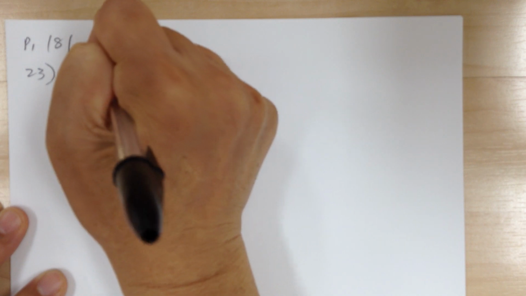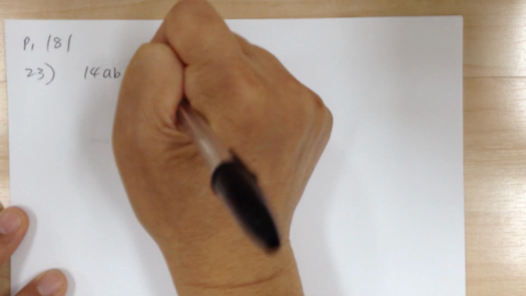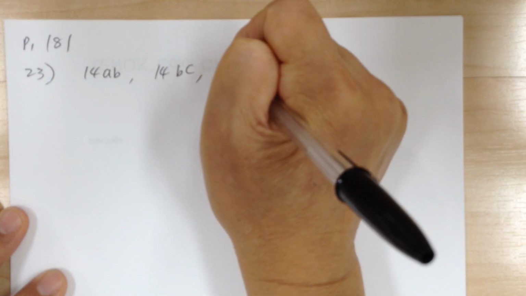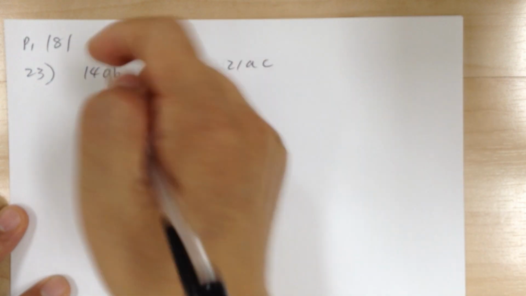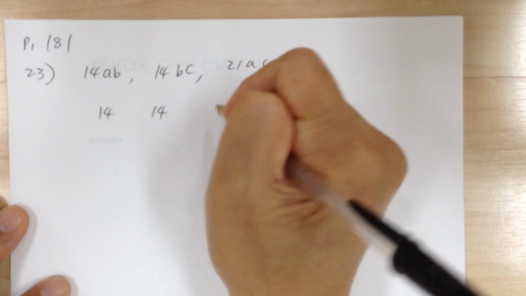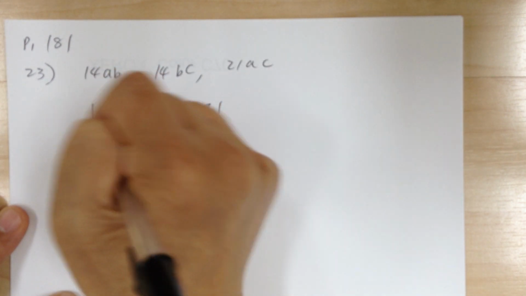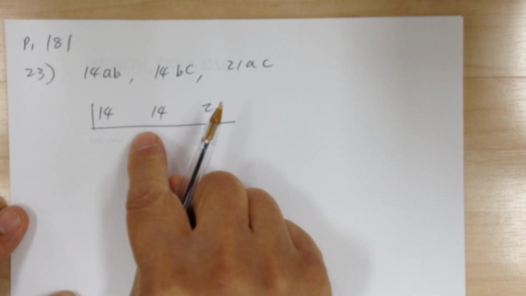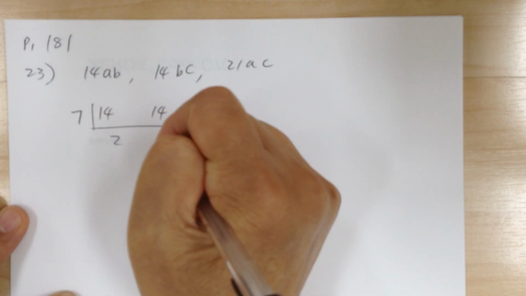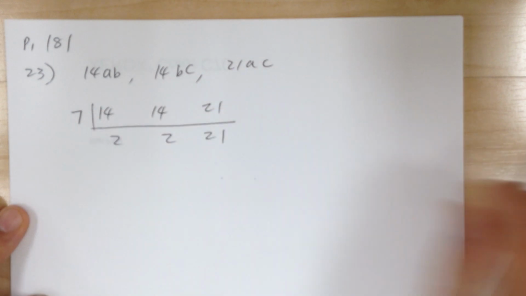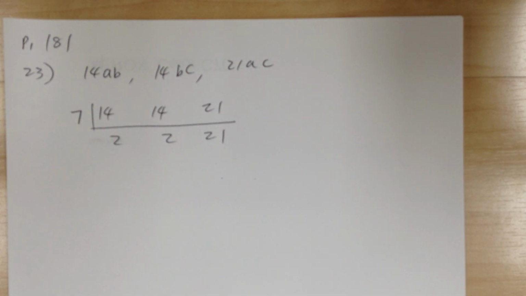Okay, number 23. You got 14AB, 14BC, 21AC. Okay, so again, let's focus on the numbers. So you got 14, 14, 21. Okay, so this one, you again try 2, 3, 5, 7. So try 7, you're going to get 2, 2, and 21. So that's it for the GCF. Okay, so again, make sure you do the GCF all done before you go on to the LCM.